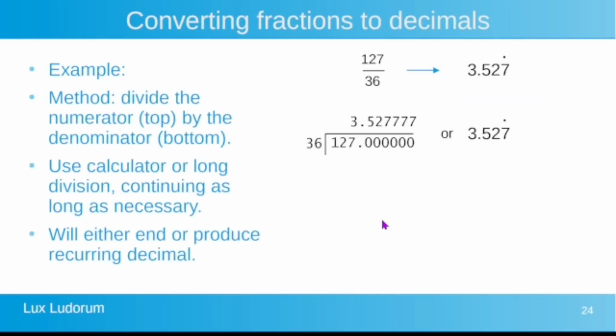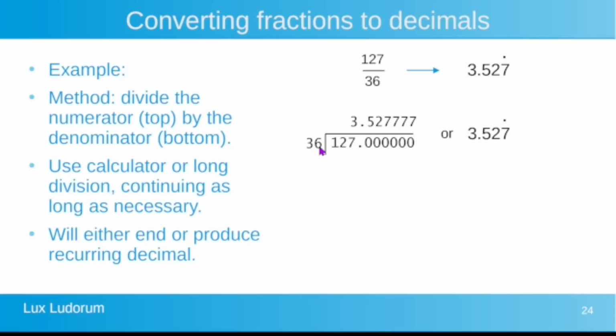Converting fractions to decimals. For example, 127/36 converted to a decimal. And as I'm sure you know, this dot here means that this integer underneath, 7, or this number, is repeated continuously forever, recurring. As we say, 3.527 with a 7 recurring. The method: divide the numerator by the denominator.